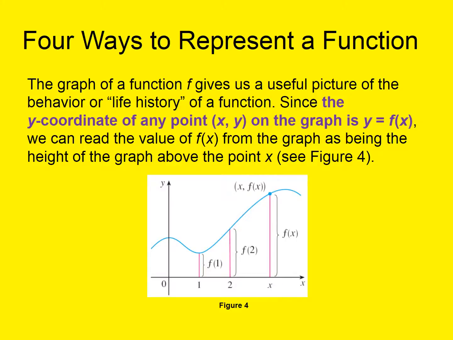The graph of a function f gives us a useful picture of the behavior or life history of a function. Since the y-coordinate of any point (x, y) on the graph is y equals f of x, we can read the value of f of x from the graph as being the height of the graph above the point x. So that's what f of x is. f of x is the height of the graph. It's really the y, isn't it?